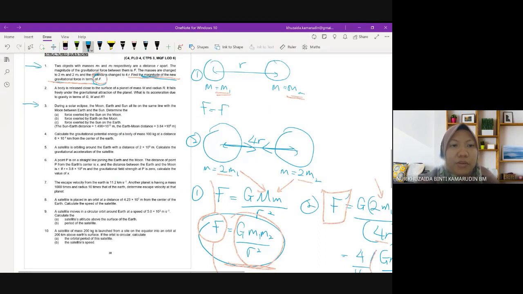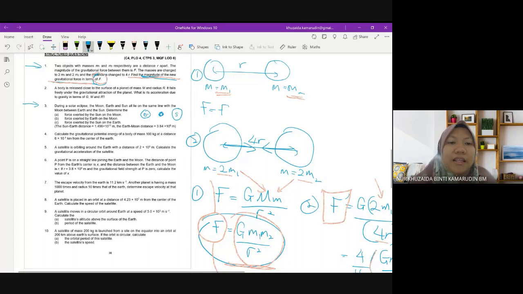Okay, so dia bagi during a solar eclipse, the moon, earth and sun lie on the same line with the moon between the earth and the sun. So dia bagi situasi di sini, you ada earth, kemudian you ada moon, kemudian you ada sun. Moon di tengah-tengah. Dia dah bagi tahu dah, moon di tengah-tengah. And then tiba-tiba ada notification. Okay, alright. So dia dah bagi earth, you ada moon and then you ada sun.